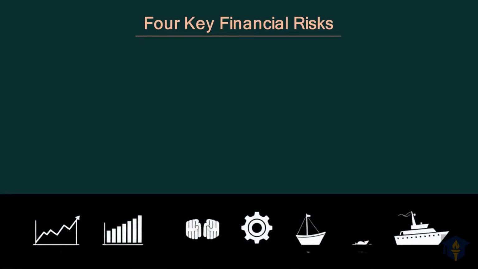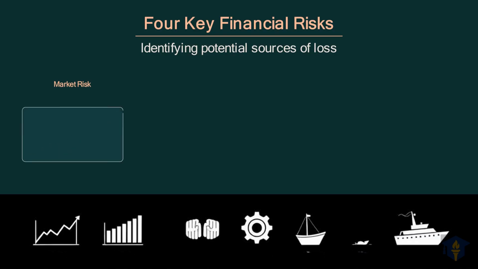Now, let's explore the 4 key types of financial risks that every organization needs to understand. We'll focus on identifying the primary sources of potential financial loss that can impact businesses. First, we have market risk, which arises from fluctuations in asset prices or exchange rates. This risk involves changes in things like stock prices, bond values, or currency exchange rates, impacting investments. For instance, a sudden stock market crash can significantly reduce the value of your investments.